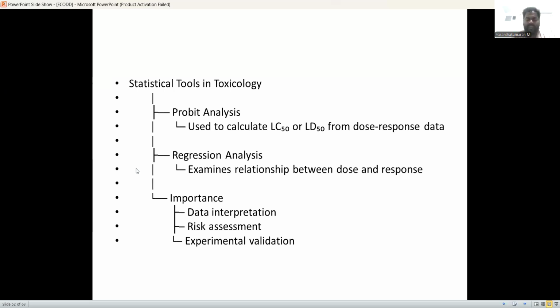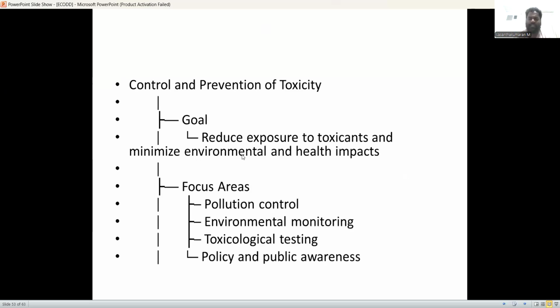So be very careful while attending those classes, it is very important for your research career. Then, as I said, the control measures for prevention of toxicity. We cannot stop everything right now, but we can reduce the exposure to the toxin and minimize the environmental and health impacts.